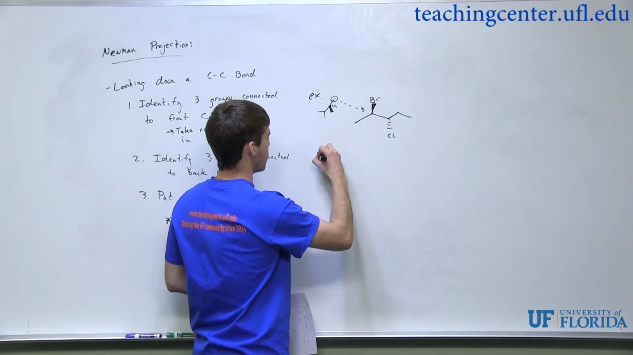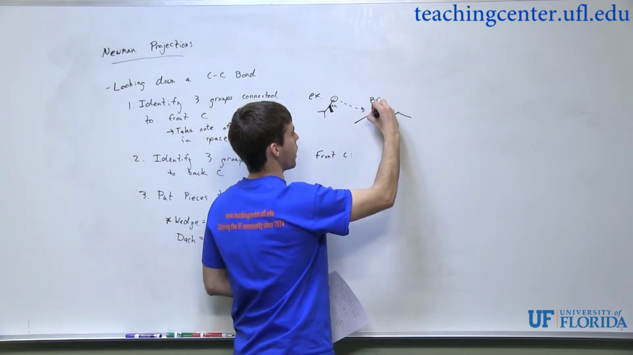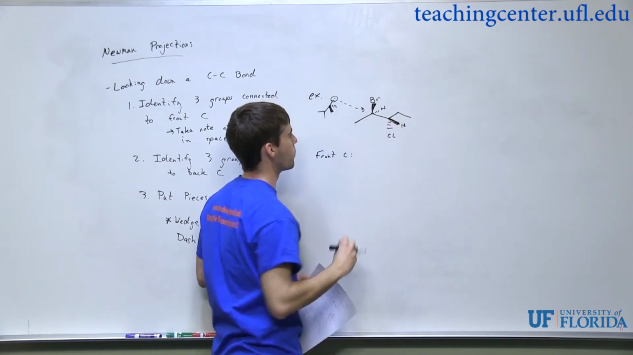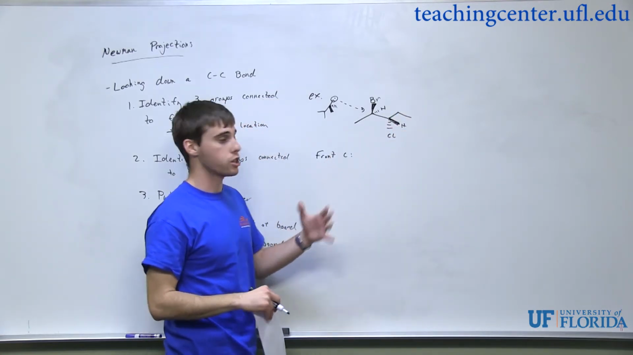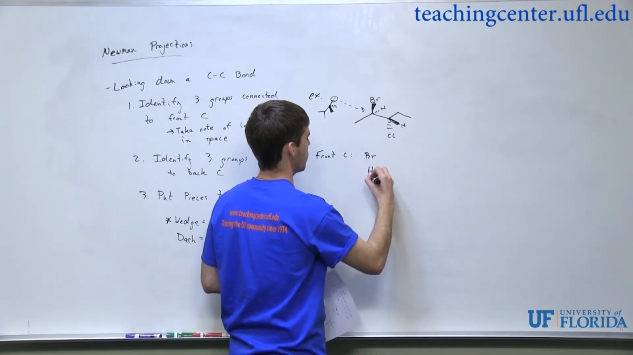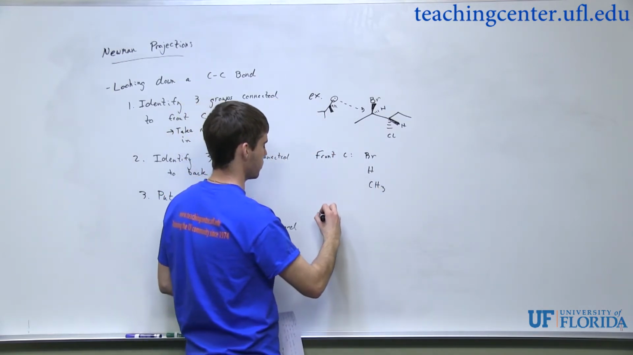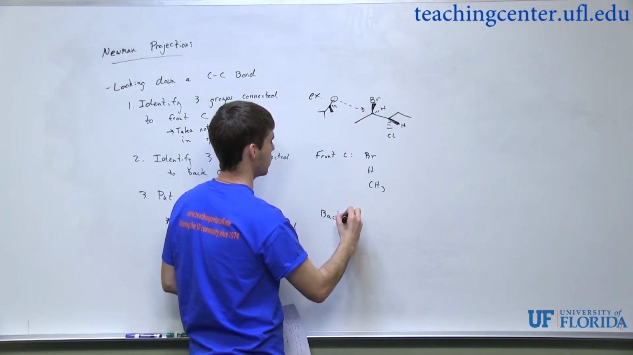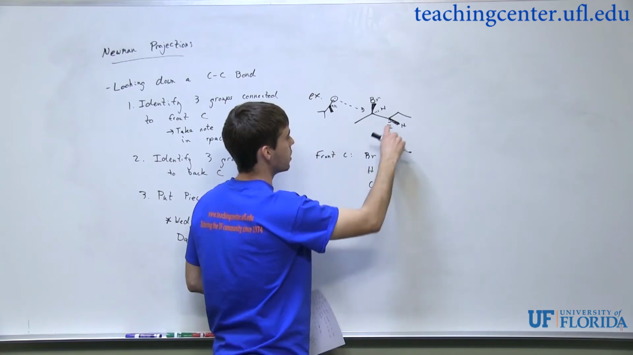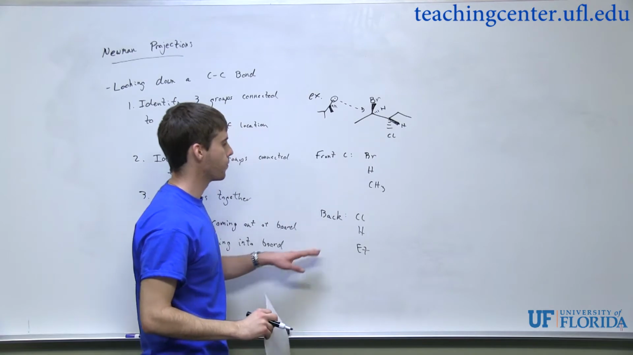So let's look at the front carbon. And let me also draw in the hydrogens that are excluded. Before we talk about the location in space, we'll just identify what's attached. So we have bromine, hydrogen, and a CH3. And in the back, we have a chlorine, a hydrogen, and ethyl. I'll just abbreviate that Et.